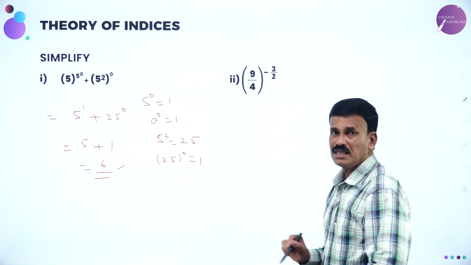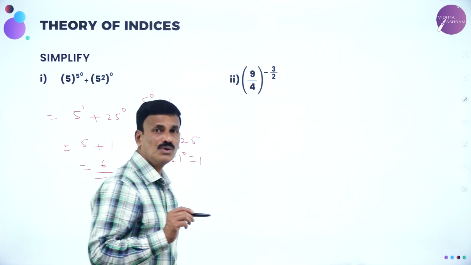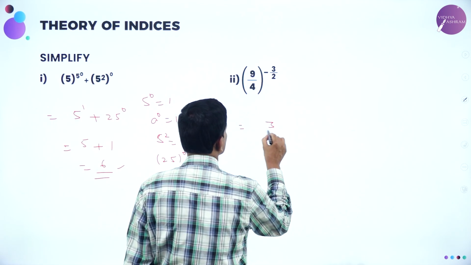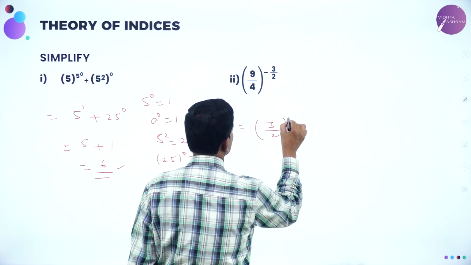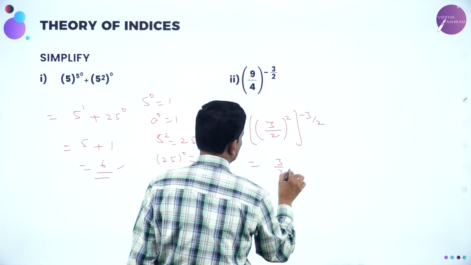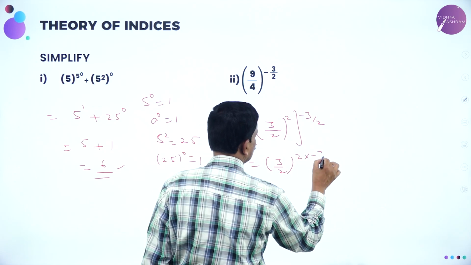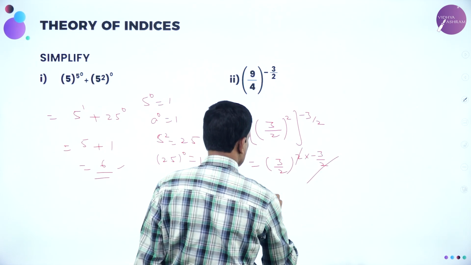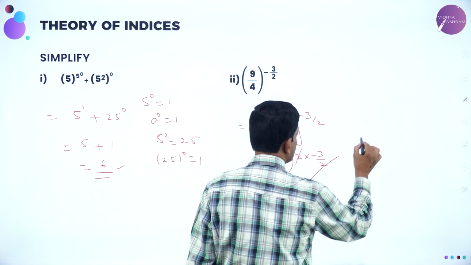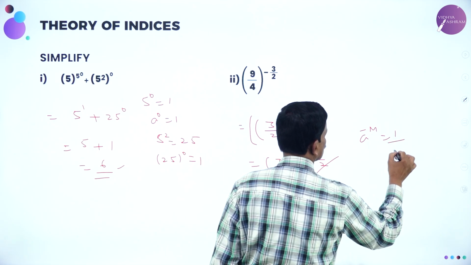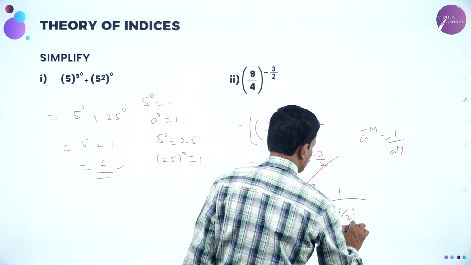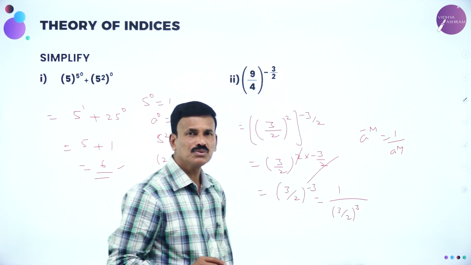That's it. Okay. Let us come to this problem. 9 by 4 whole to the power of minus 3 by 2. 9 by 4 can be written as 3 by 2 whole square, whole raised to minus 3 by 2. So you can write 3 by 2 whole to the power of 2 into minus 3 by 2. This 2 and 2 get cancelled. 3 by 2 whole raised to minus 3. And since you know a raised to minus m is equal to 1 over a raised to plus m, this is 1 over 3 by 2 whole cube.